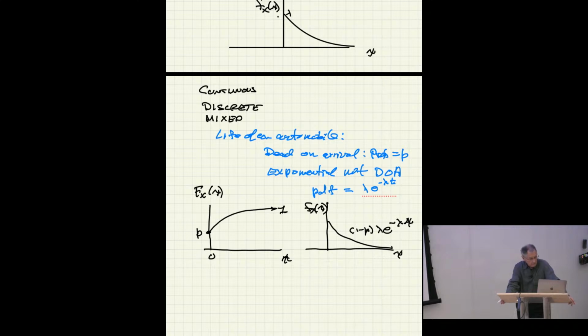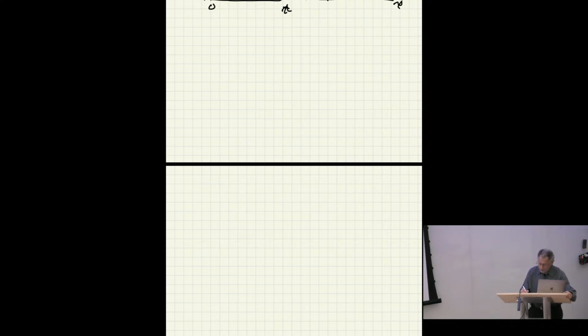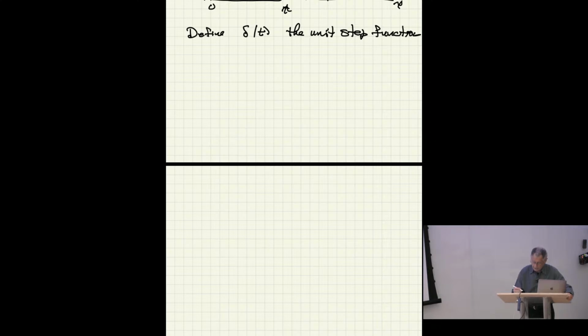Now, some of you have seen that before and some of you have not, okay? So let me pause before I answer that question here and spend a moment talking about this. I want to define that funny step. I want to define something called delta of t, and it's in the tables, in your transform tables. And it's called the unit step function. And what is that? It's a function that looks like this.